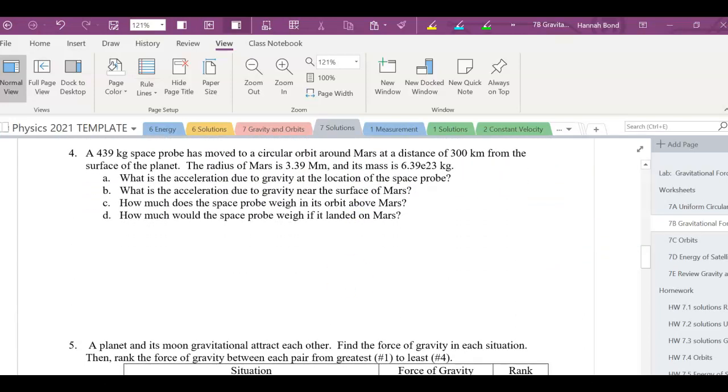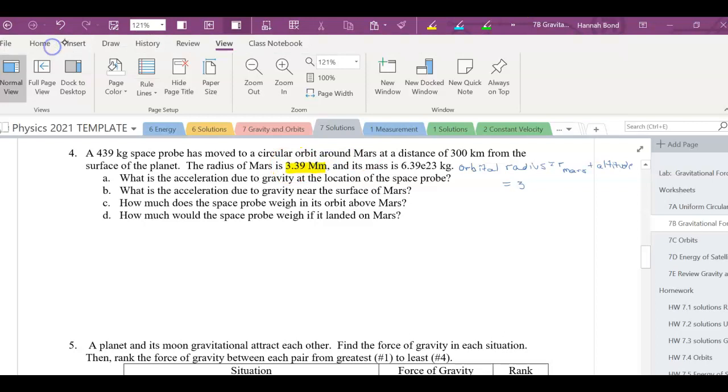Okay, let's look at problem 4, where we have a space probe in a circular orbit around Mars, and it's a distance of 300 kilometers from the surface of the planet. Okay, so once again, we're going to need to find that orbital radius. In this case, it's going to be the radius of Mars plus the altitude. And so it's going to be, let's see, oh yeah, so look at this, 3.39 megameters.